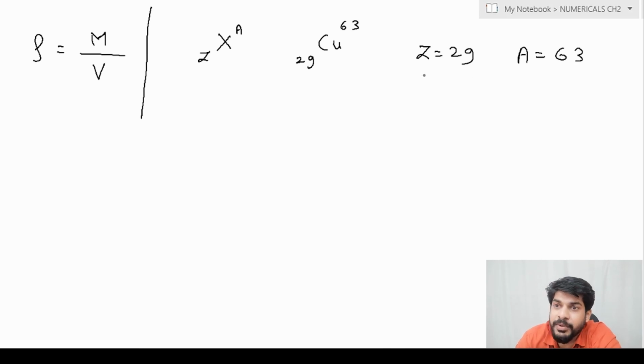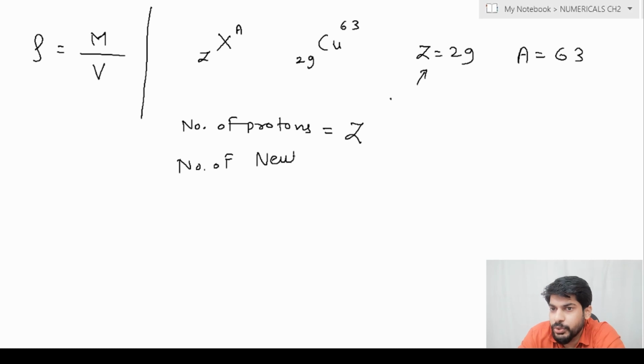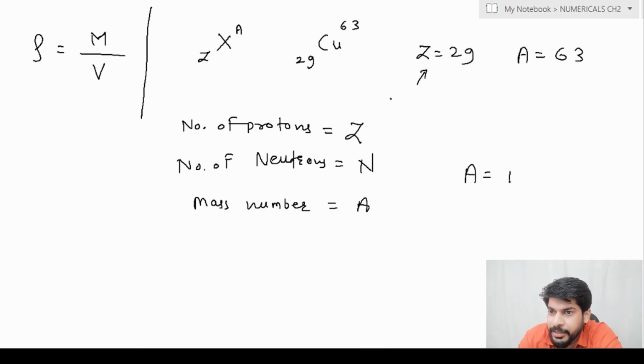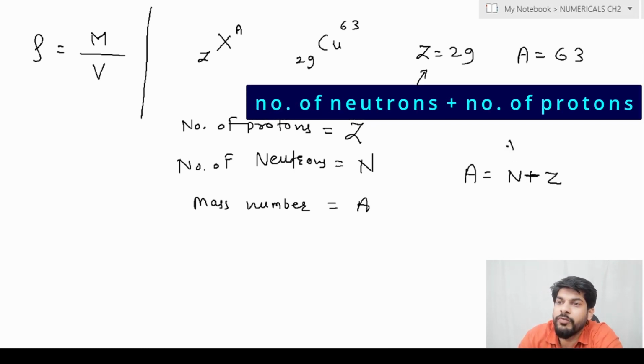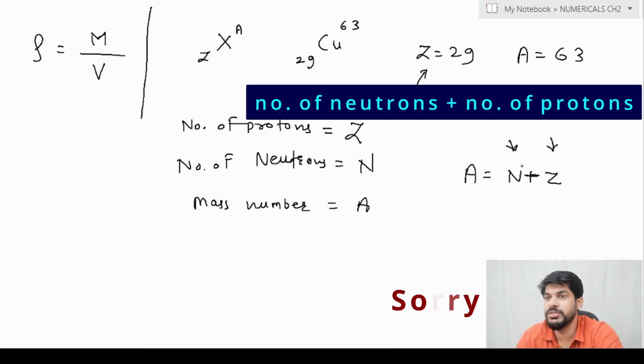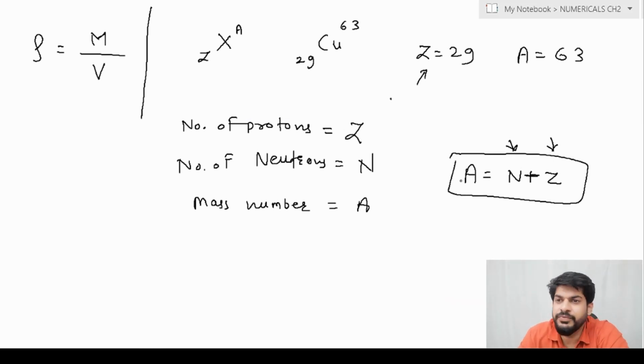Z is nothing but the number of protons. Here the number of protons is represented by Z, and the number of neutrons is represented by N, and the mass number is represented by A. We know A is equal to N plus Z. That means the number of neutrons plus the number of protons will give us the mass number A. This is something that we already know.